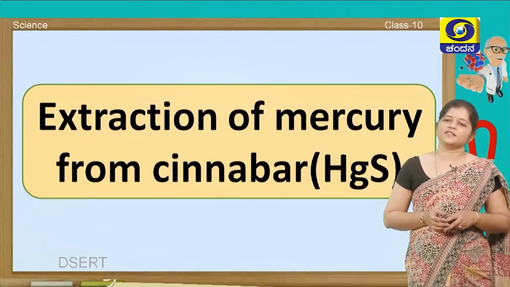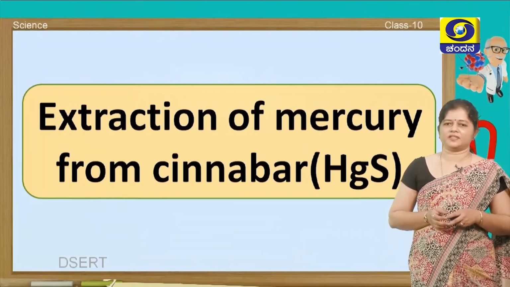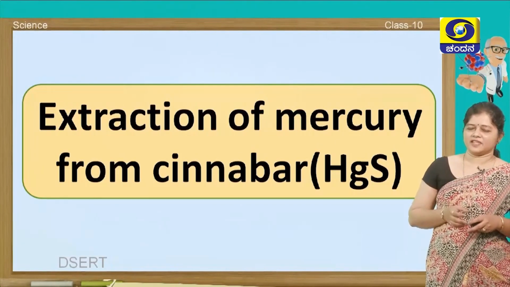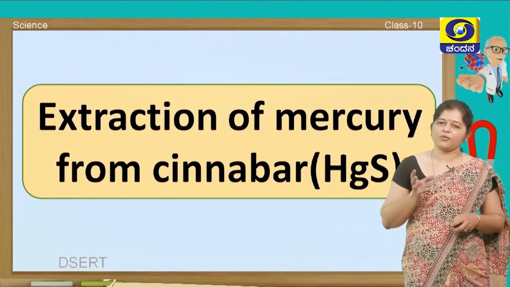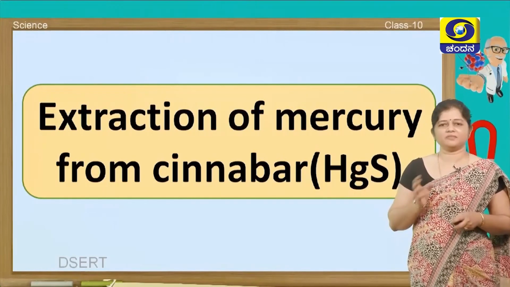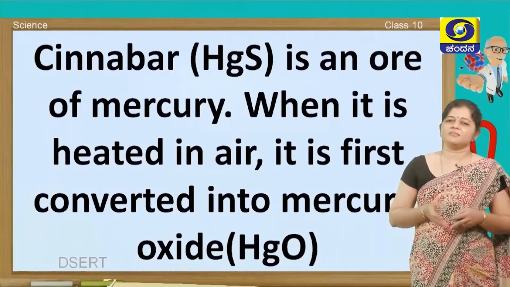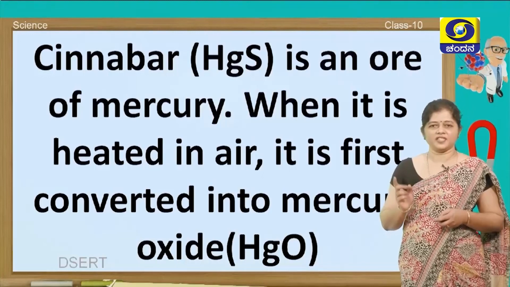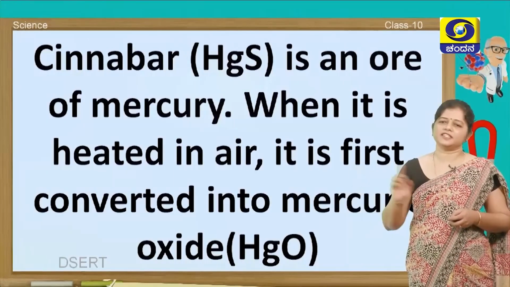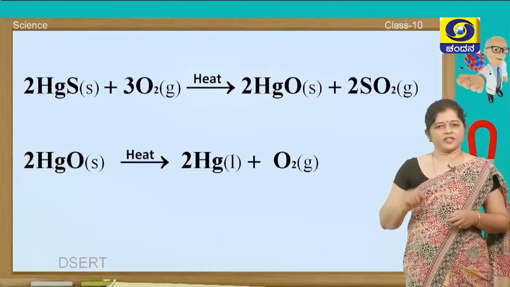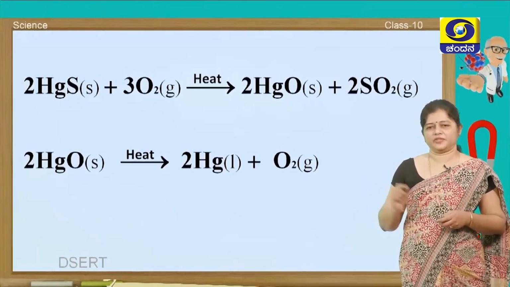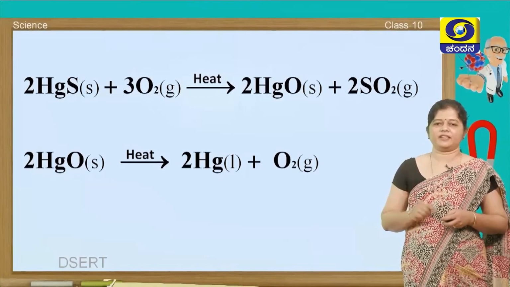One such metal is mercury. One of the ores of mercury is cinnabar, mercuric sulfide, HgS. Now, we will study how we can extract mercury from cinnabar. Cinnabar is an ore of mercury. When it is heated in air, it is first converted into mercuric oxide, HgO. HgS is converted into HgO. This mercuric oxide is again heated and you get mercury, that is the metal.